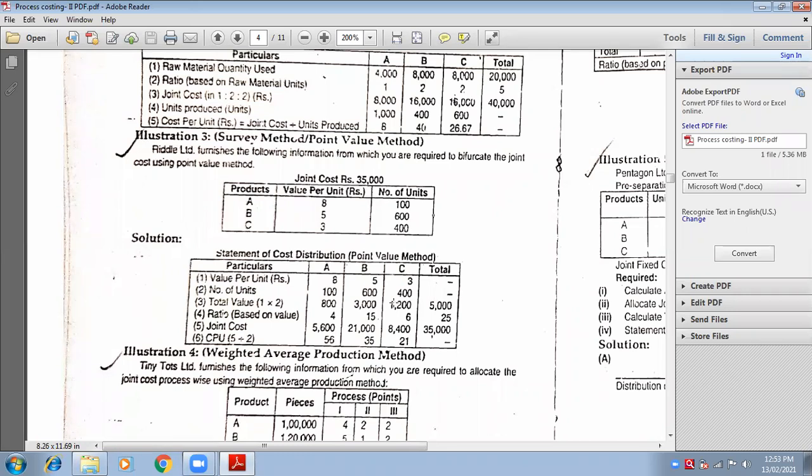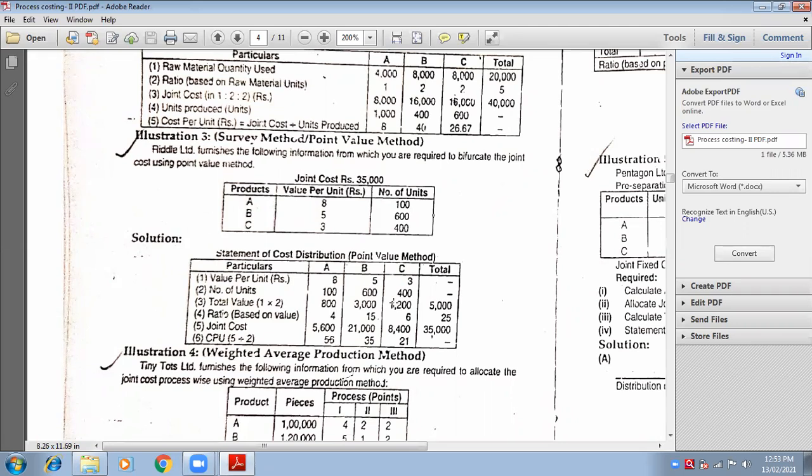And until I get my total value, we will not be able to calculate our ratio. So ratio is the main step, no? To come to ratio, you need to calculate total value. How to calculate total value? Value per unit means CPU into number of units.